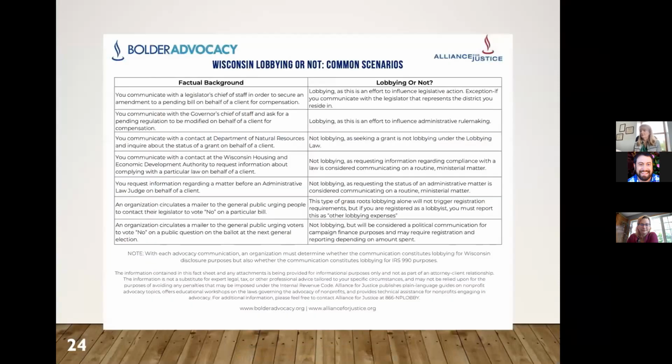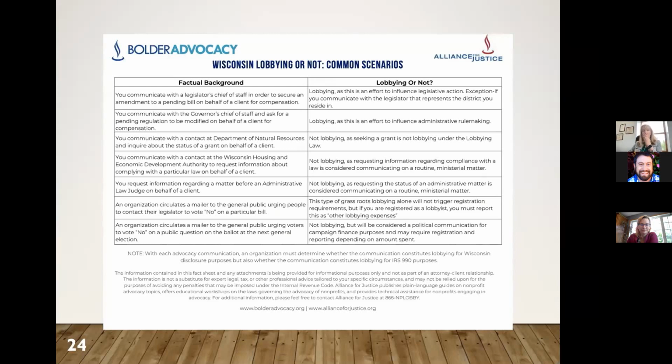Okay, so I'm going to stop there for a second. Tom, did things light up? Any more questions on that front? No, not yet. Okay. All right.